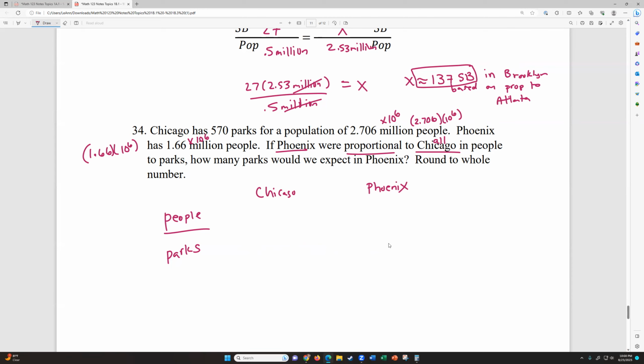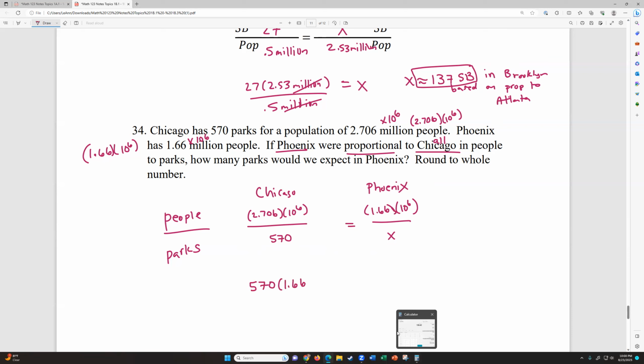So we have people in Chicago was 2.706 times 10 to the 6 over parks, which was 570. Phoenix, we're looking for the number of parks, so that's going to be X. And the number of people was 1.66 times 10 to the 6. It's so easy to fall into the habit of the times symbol. So we're going to cross multiply here. I'm going to do the number one first. So that's 570 times 1.66 times 10 to the 6. And we're going to be dividing that by the one that's across from X. You kind of start seeing a pattern the more of these you do.